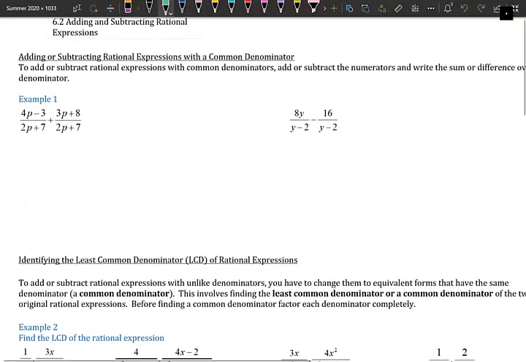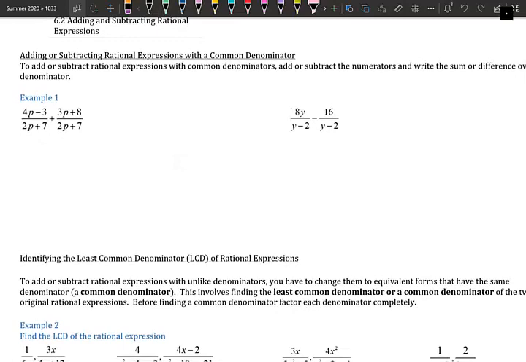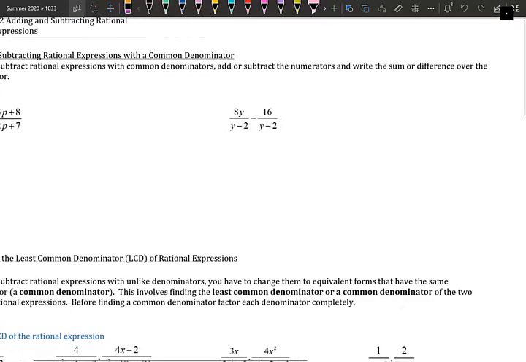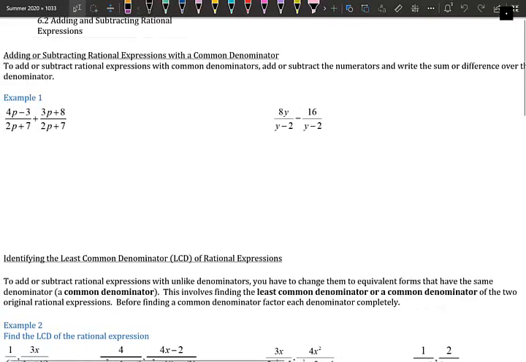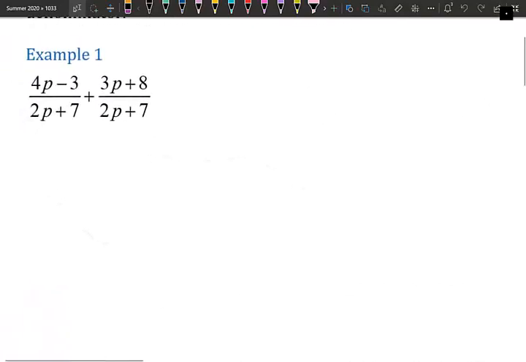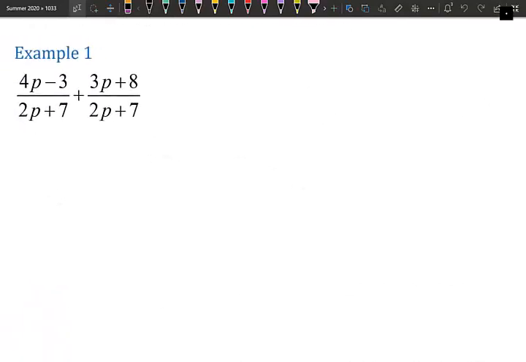Adding or subtracting rational expressions with a common denominator. To add or subtract rational expressions with common denominators, add or subtract the numerators and write the sum or difference over the denominator. All that means is, we have our example 1, 4p minus 3 over 2p plus 7 plus 3p plus 8 over 2p plus 7. So you see our bottoms are the same. Since they are the same, we're just going to add the tops.